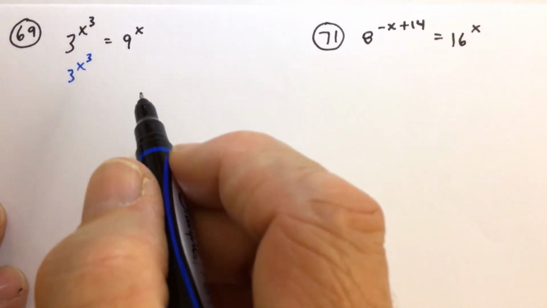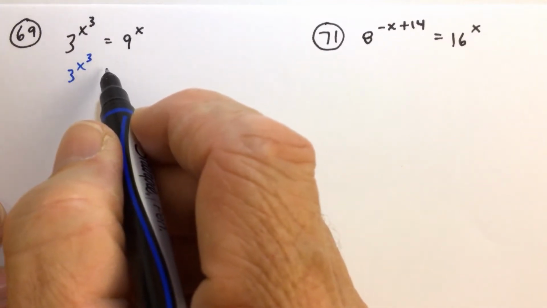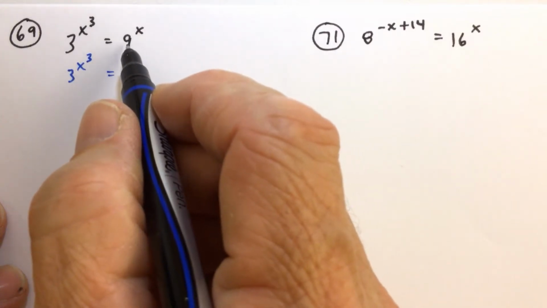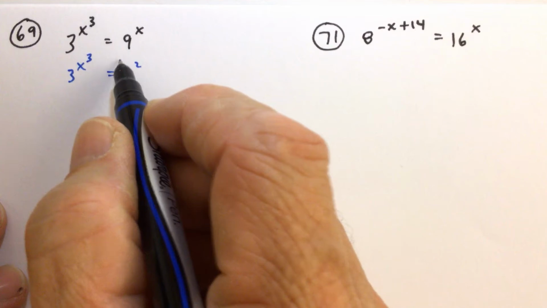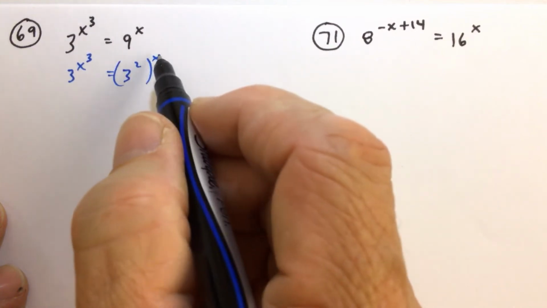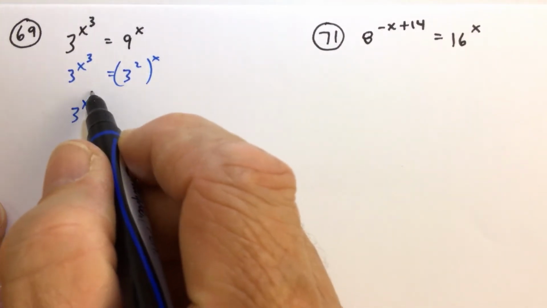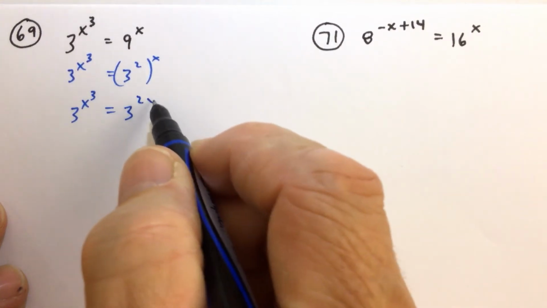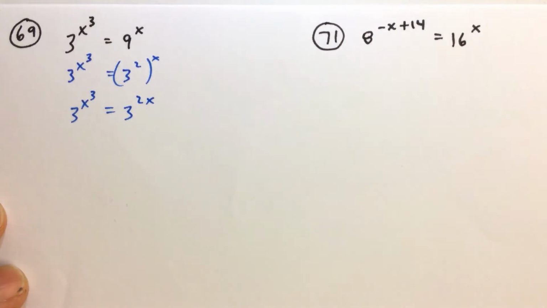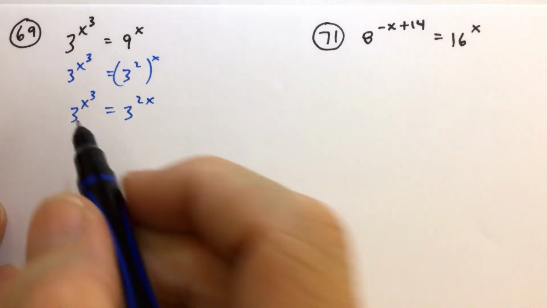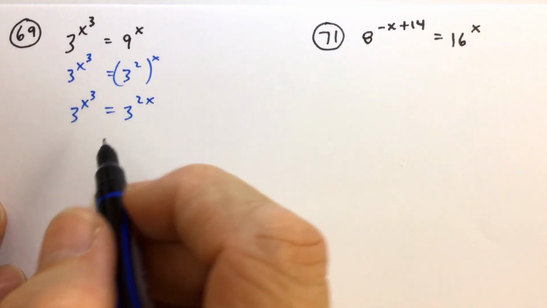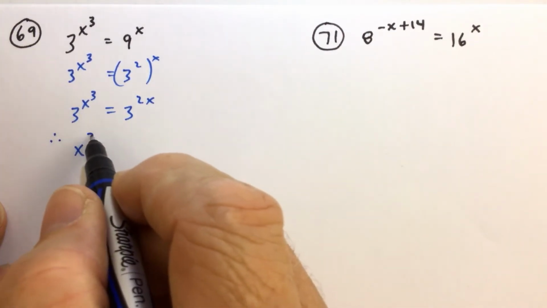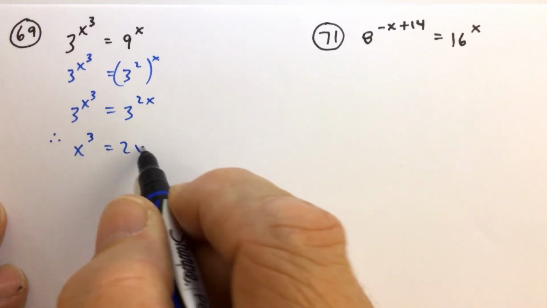The left side is already at its smallest base, 3 to the x cubed. And then equals the right side, 9, can be rewritten as 3 squared. And then 9 is being raised to the x power. So we have 3 to the x cubed is equal to 3 to the 2 times x, or 2x. So since we have an equation that has the bases the same, that means if the bases are equal, the exponents have to be equal. So we say, therefore, the exponents, x cubed, has to equal 2x.